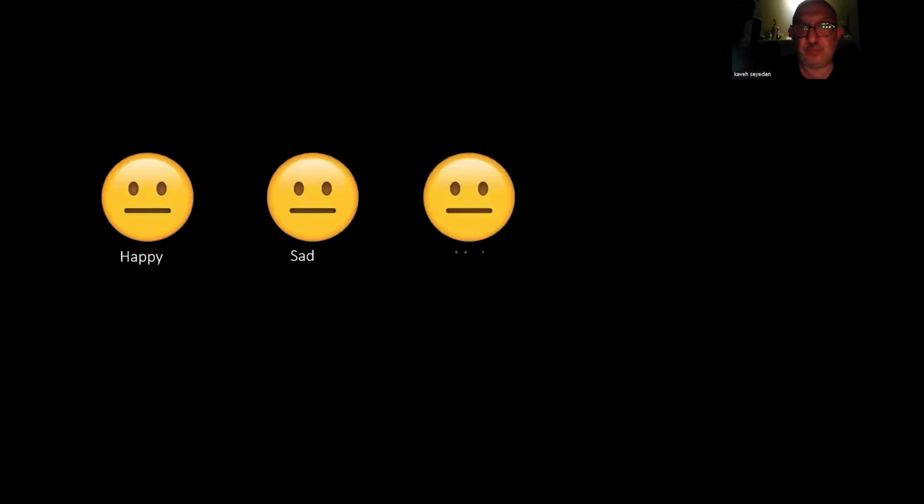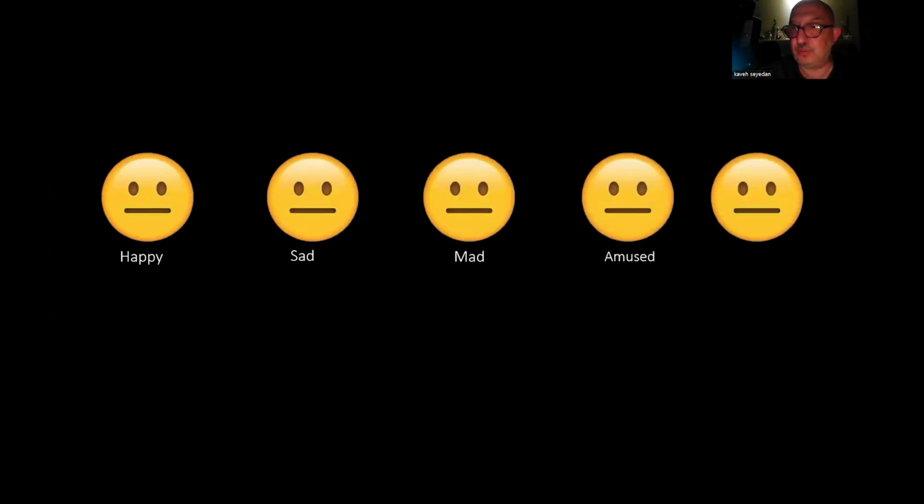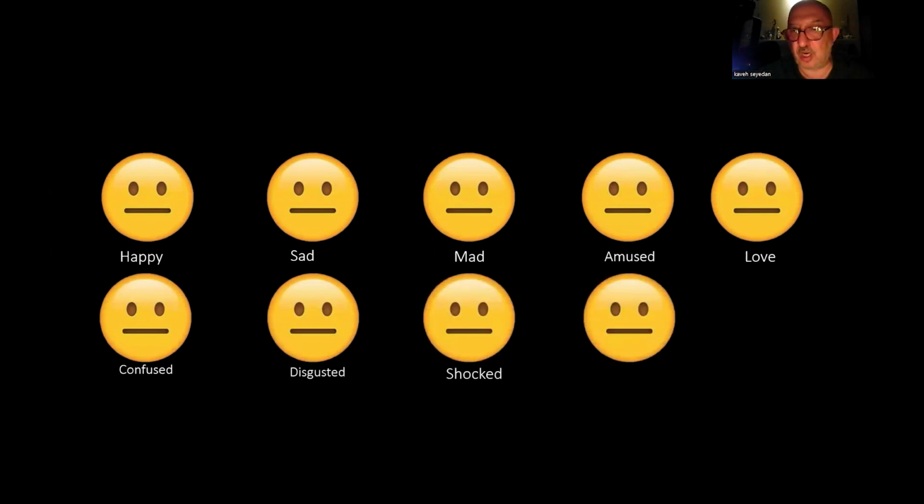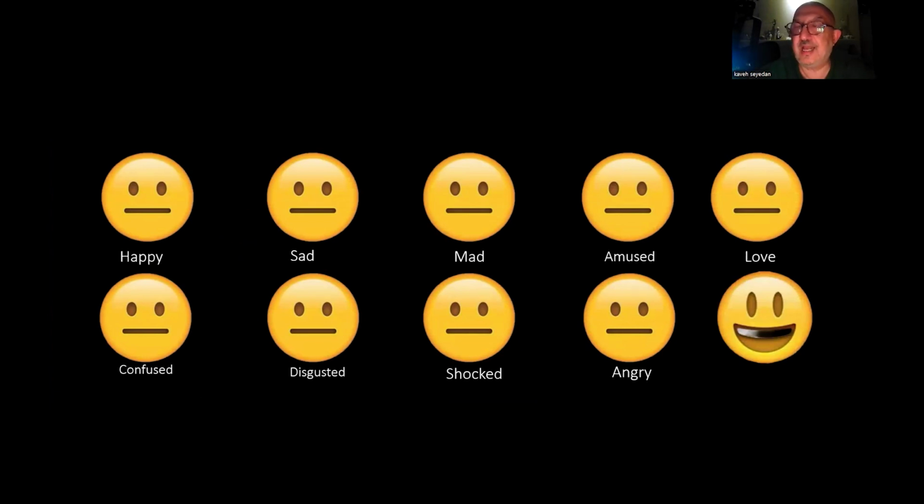So as a prosthodontist, when we are happy, when we're sad, we're mad, we're amused, we're loved, we're confused, disgusted, shocked, angry, we always look the same. The only time that we're smiling is when the treatment is finished and the patient walks out of the office happily and will never come back.